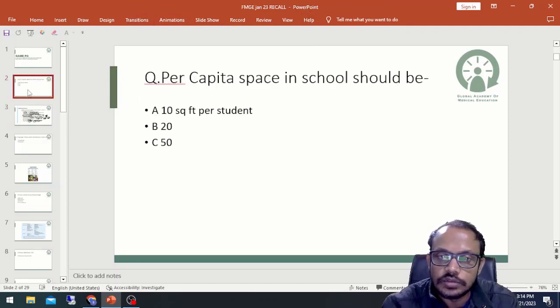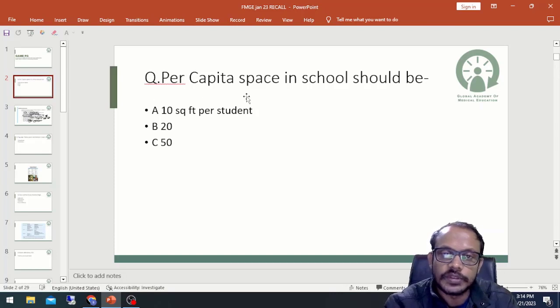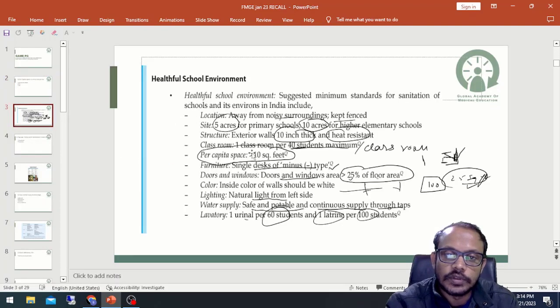So, coming to the question, the per capita space in school, means space per student, is 10 square feet. That was our question.